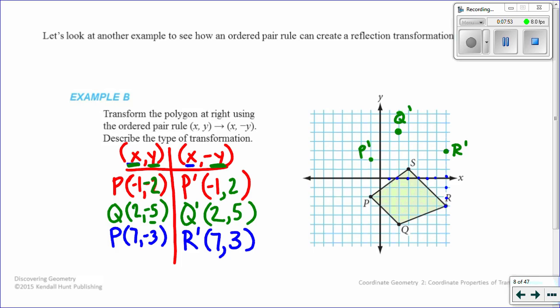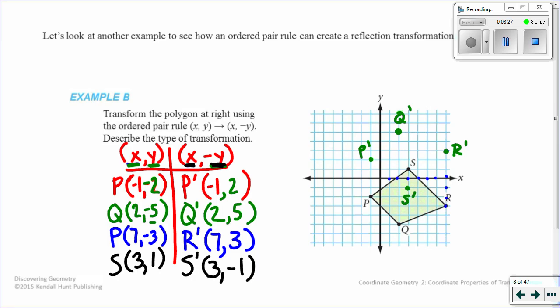All right, and now finally my last point. I haven't done S yet, right? So S is (3, 1). And S prime, x remains the same. For this rule, x is still x, but y is the opposite. So I'm going to go from 1 to -1. So now I have (3, -1). Okay, so there's S prime.